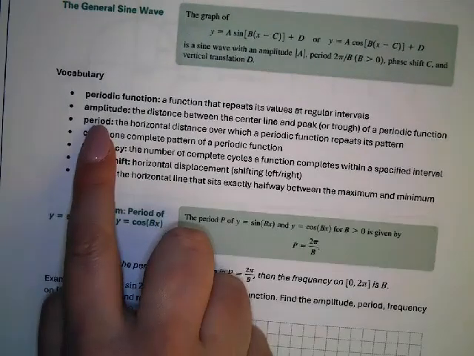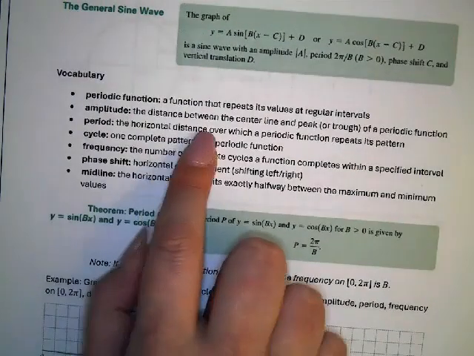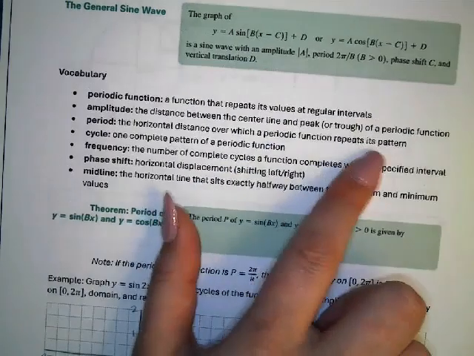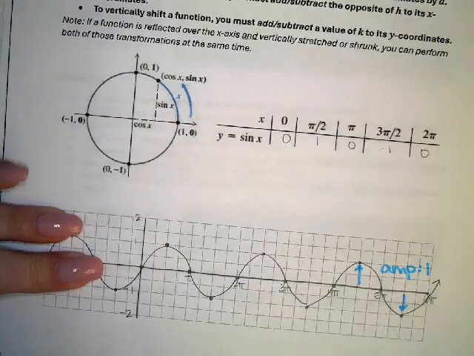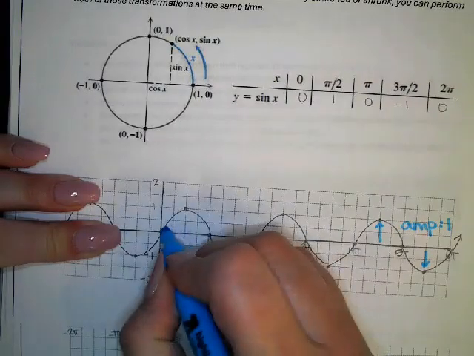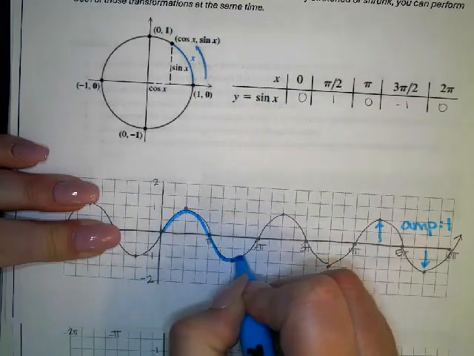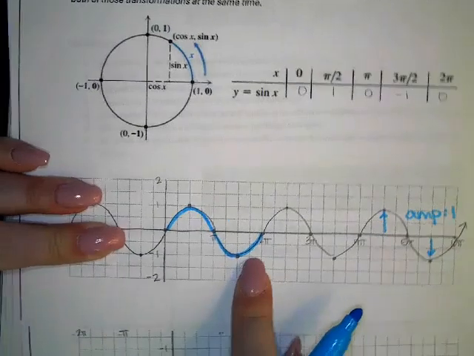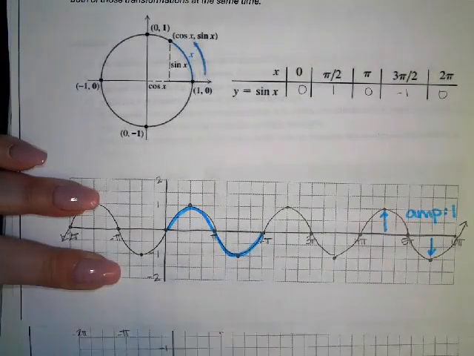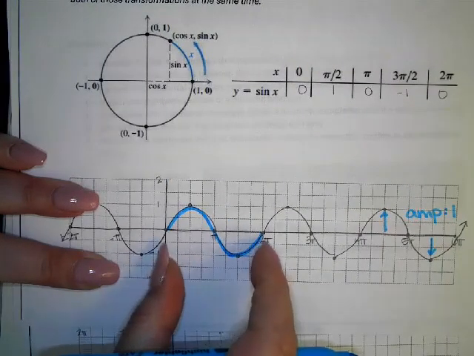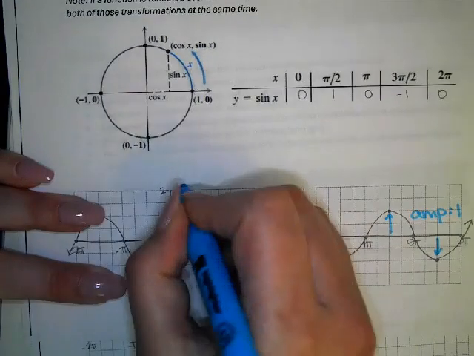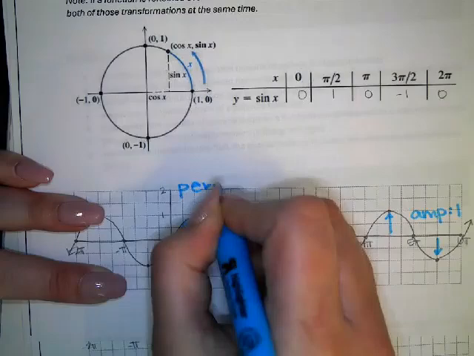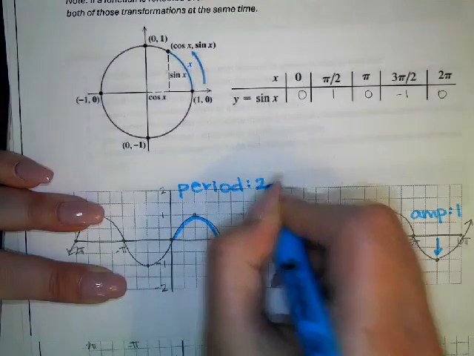Next, we have the period. The period is the horizontal distance over which a periodic function repeats its pattern. So here we said that this part was kind of like the perfect example of a sine graph. And so the period of a sine graph was just that whole circle that it took us to go from start to finish. So the period of a sine graph is 2 pi if it hasn't been adjusted at all.